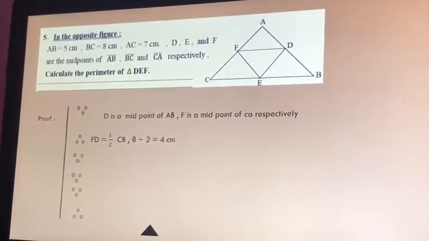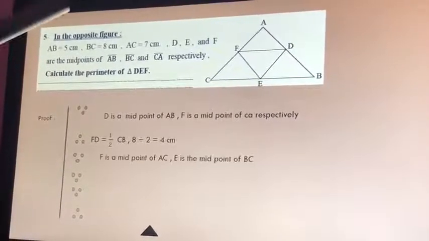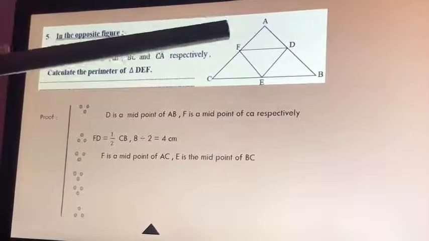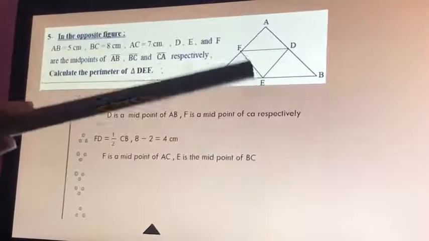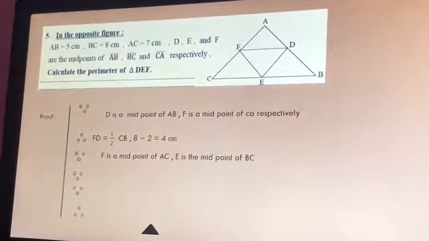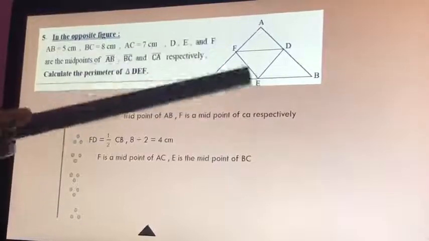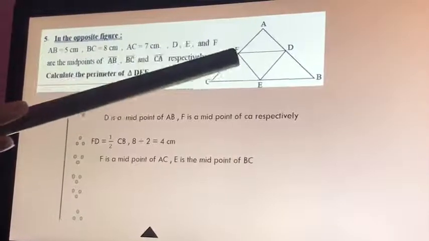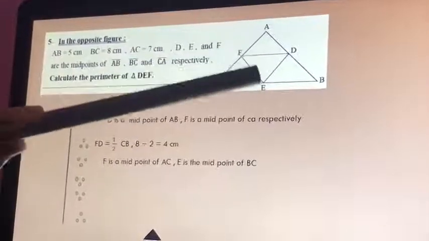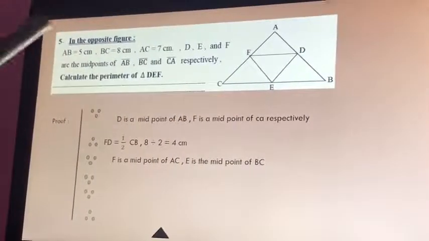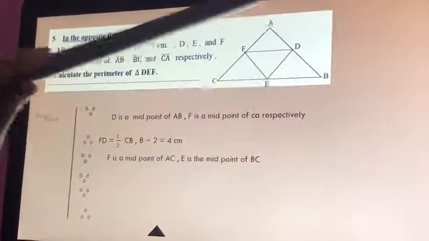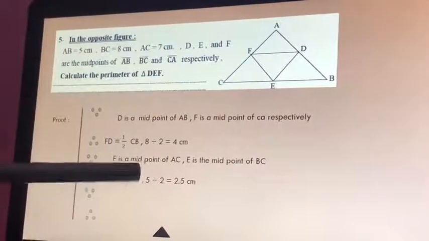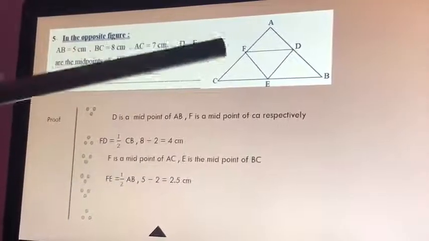Let's go to another two midpoints, which is F and E. Here I'm gonna repeat it again. F is a midpoint of AC. E is a midpoint of BC. So therefore, join them. FE is gonna equal half AB. The line beneath it. FE equal half what? AB. So from the given AB equal 5 centimeter, so FE is gonna equal half AB. 5 divided by 2 equals 2.5 centimeter.